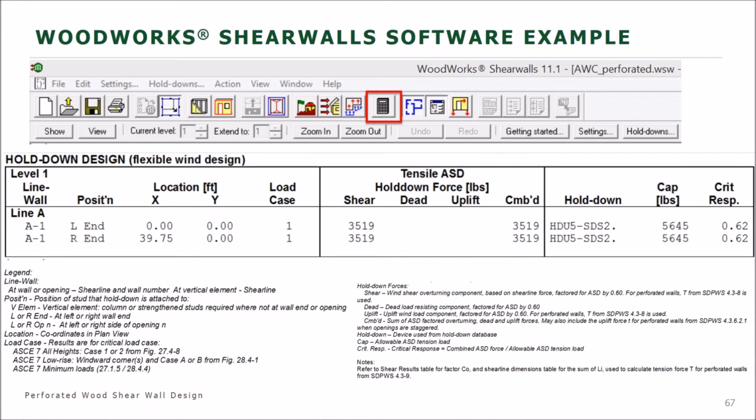In addition, the software can go ahead and check the hold down capacity against the hold down forces that are applied. So in this case here, we have a hold down capacity of about 5,600 pounds with an applied uplift force of about 3,500 pounds. So our hold downs are at about 60% capacity. So we can go back, we could adjust those hold downs potentially to a smaller size in order to get higher efficiency out of our hold downs.